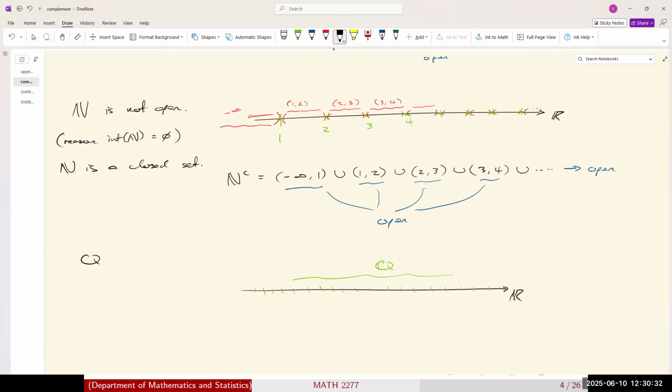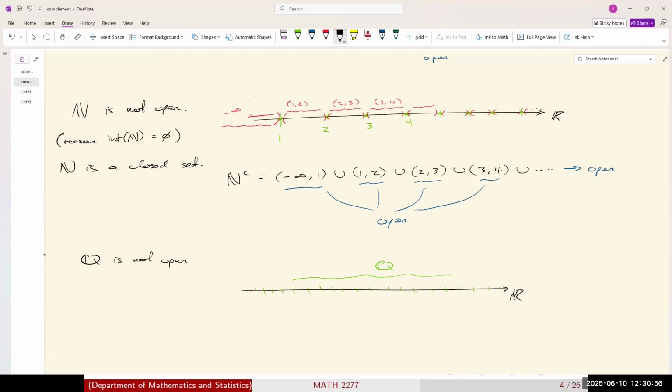Now we showed that the rational numbers is not open. Okay, and remember, that's because if you take any rational number and you put any neighborhood around it, that neighborhood cannot be inside the rational numbers because that neighborhood will always contain an irrational number. Okay, so the rational numbers is not open.